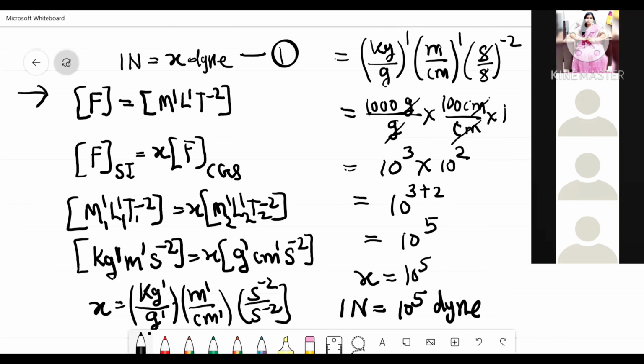Start from equation number 1. After that, which physical quantity is given? Force. Then write the dimension of the force in square brackets. If you know it, otherwise you calculate separately. Already you know that force is equal to mass into acceleration. Mass is M raised to 1 and acceleration is L raised to 1 T raised to minus 2. Or maybe you learn the dimensions of the force by heart and write them there.